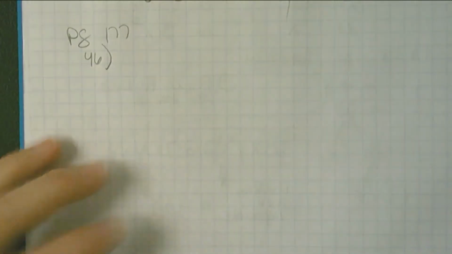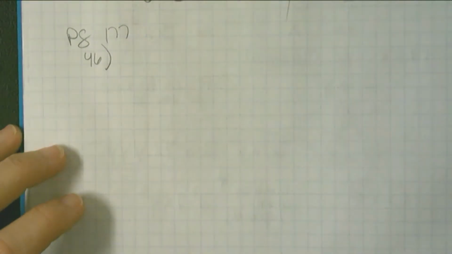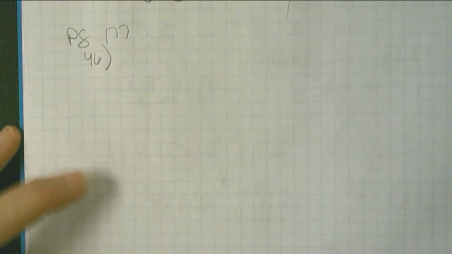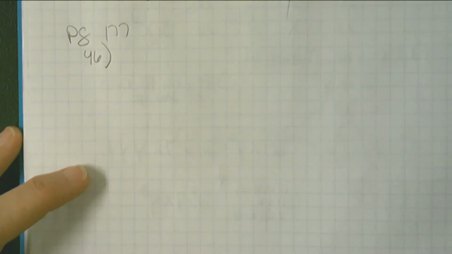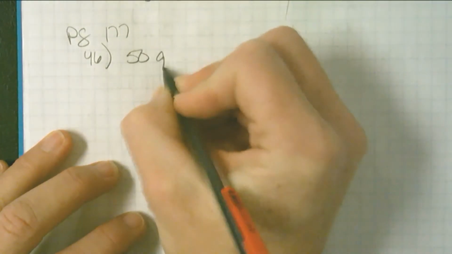All right, so number 46 said the U.S. Mint began issuing quarters in 1999. There was one state quarter for each of the 50 states. You're collecting the state quarters and want to design a rectangular display with the same number of quarters in each row. All right, so I have 50 quarters.